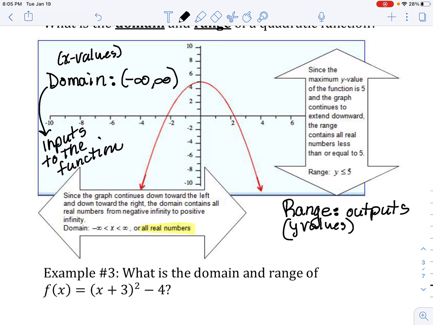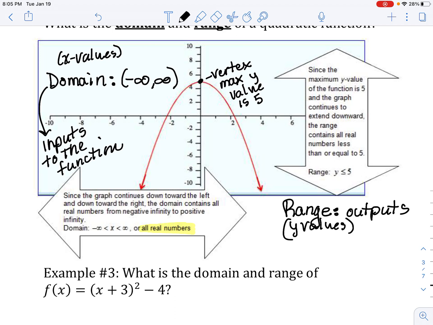So either y is going to reach the highest point or y is going to reach the lowest point. And that comes into play when we write the range. So let's read what it says in the arrow. Since the maximum y value of the function is 5, so that's right here, because that's our vertex, right? So that's the maximum y value is 5, okay?